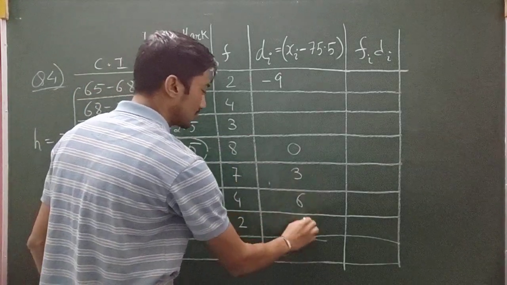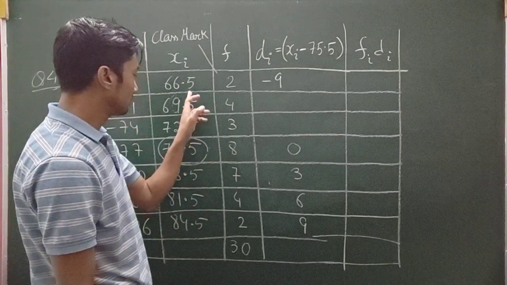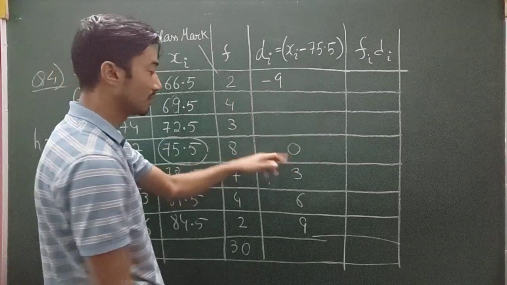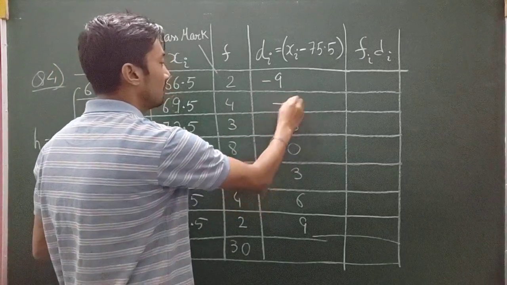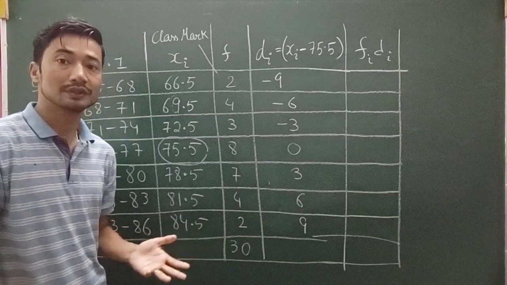3, 6, 9. Got it? These are all below 75.5. So here go on decreasing by 3. So 0, minus 3, minus 6, minus 9. So that way you can do.